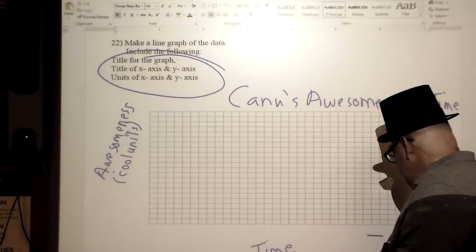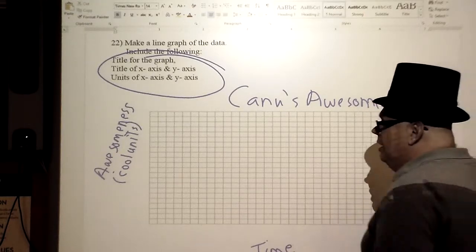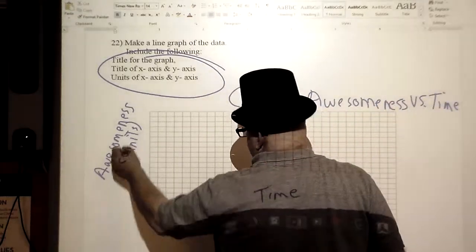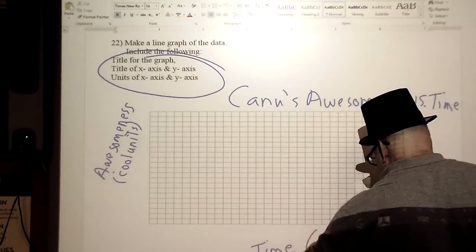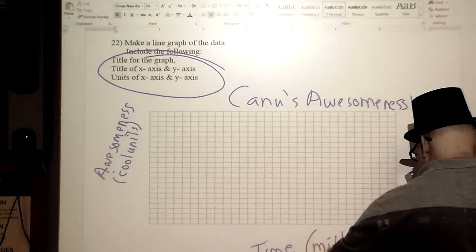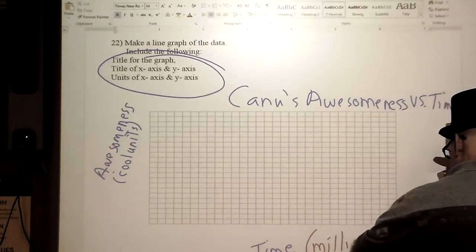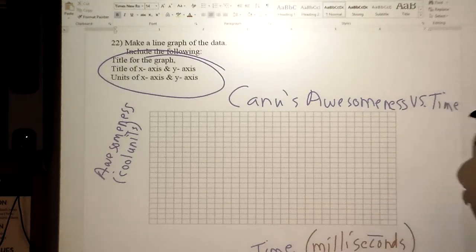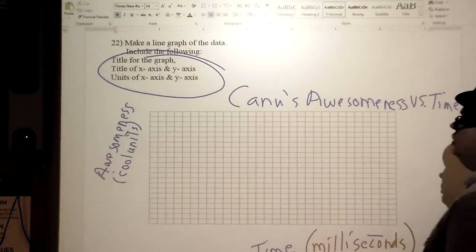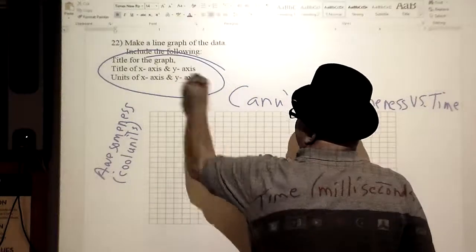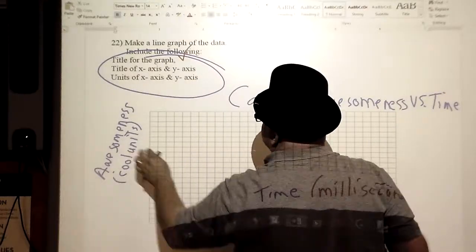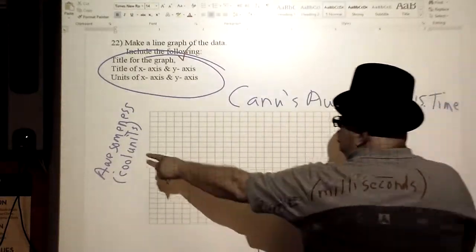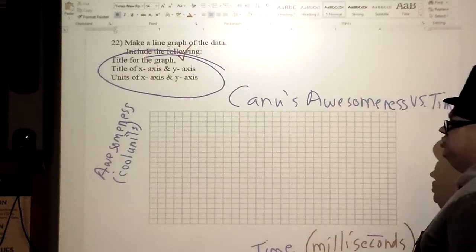That's the title. Now, what about the units? Well, in the units here, this is cool units. Over here, I'm going to go ahead and say milliseconds. Okay? So we have milliseconds. So now I have labeled, I have a title for the graph, check. I have a title of the x-axis, y-axis, check. And I have the units for the x and y-axis, check.